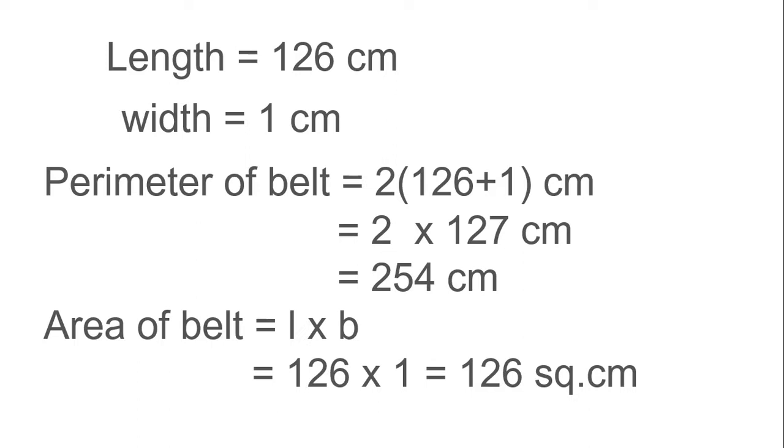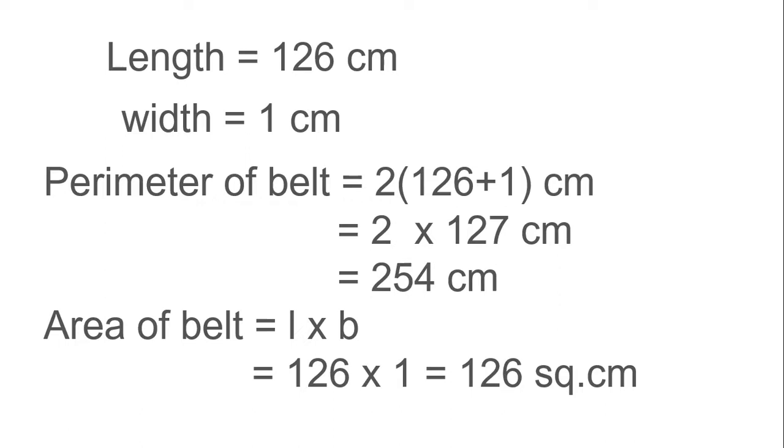Width is 1. First strip, length 14. Next strip 14. Next strip 14. Next strip 14. So 9 14s are added. So 9 into 14, 126 is the length of the total belt.